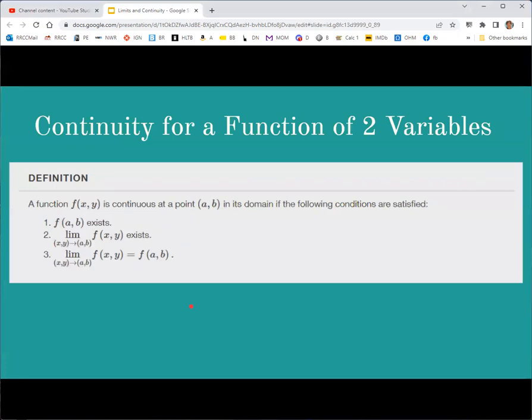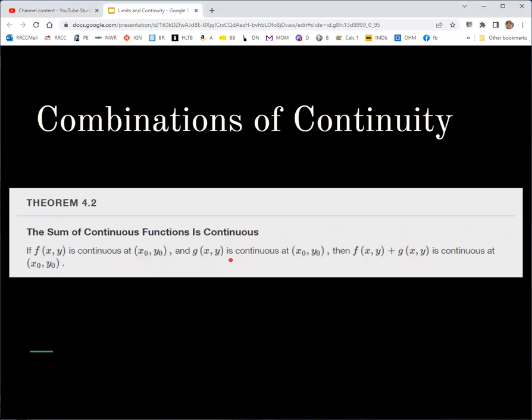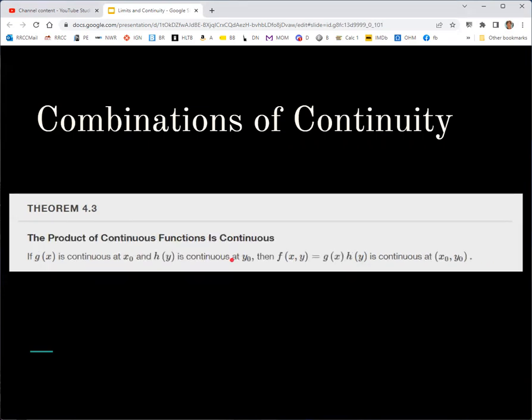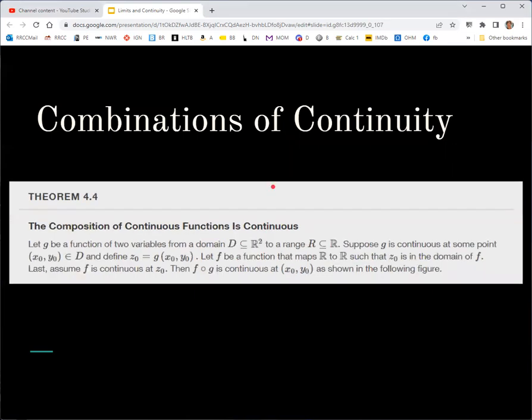Here's the very similar definition of continuity for a function of two variables. Same three conditions: that the value of the function exists, that the limit exists, and that those first two are equal. So a couple theorems here about continuity. If two functions are continuous, then their sum is continuous. If two functions are continuous, then their product is continuous. And if two functions are continuous and they can be composed, then their composition is continuous.